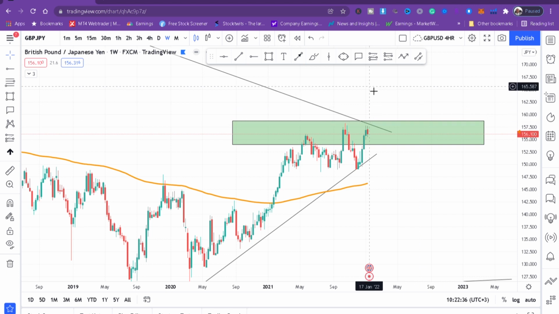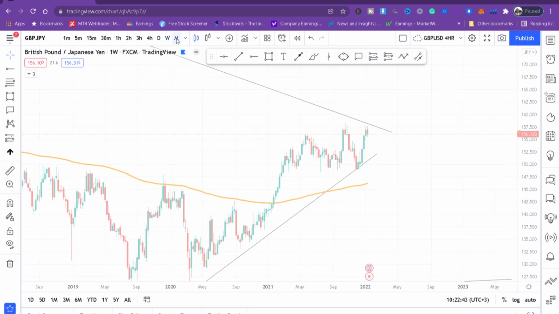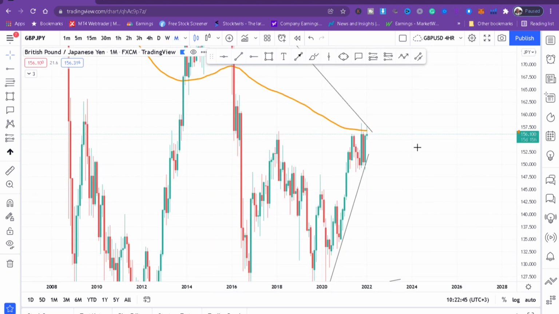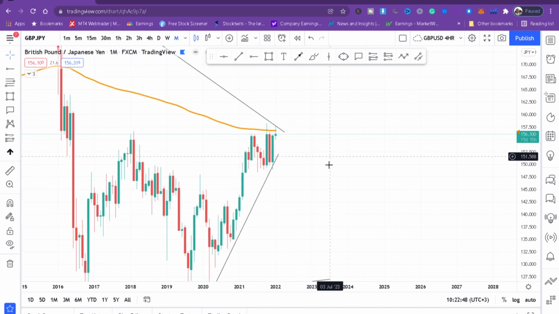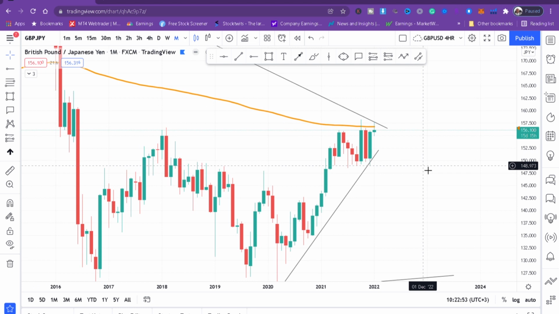Let me delete that. Let's go to monthly. When we go to monthly, what do you see? Where is our moving average, guys? Where is our moving average? Our moving average is the price is reacting to 200 EMA.